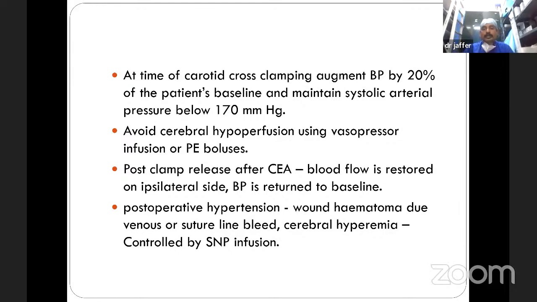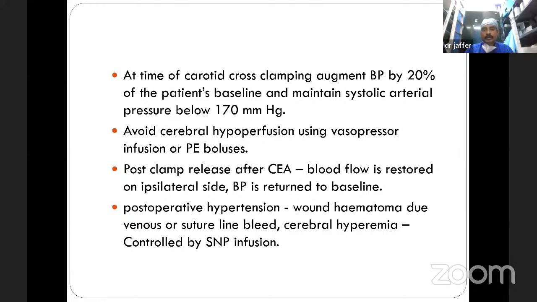And post-clamp release after endarterectomy, the blood flow is restored to the ipsilateral side. So it is prudent to maintain the BP at the normal baseline or slightly lower, around 20% below the baseline. This is to prevent reperfusion injury, because the stenosis is released and there will now be a normal perfusion to the brain.